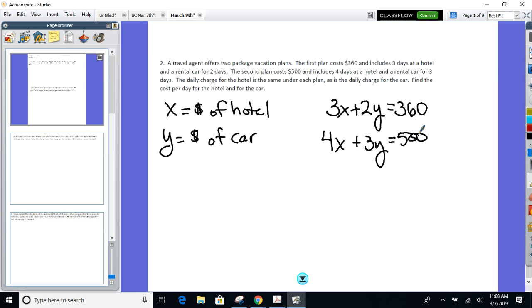Are we all good there? We're good there, guys? No big deal. Two variables, two equations. All right. What we've got to work on is the next one, number four.